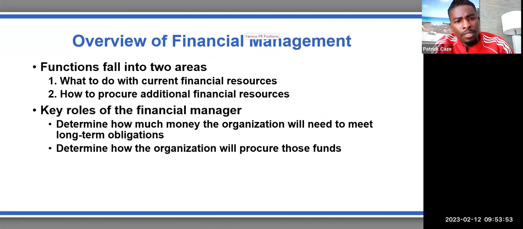Overview of financial management functions fall into two areas: what to do with current financial resources and how to procure additional financial resources. Key roles of the financial manager: determine how much money the organization will need to meet long-term obligations, and determine how the organization will procure those funds.